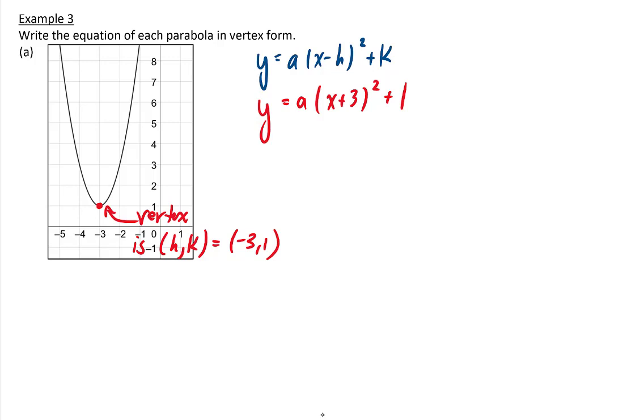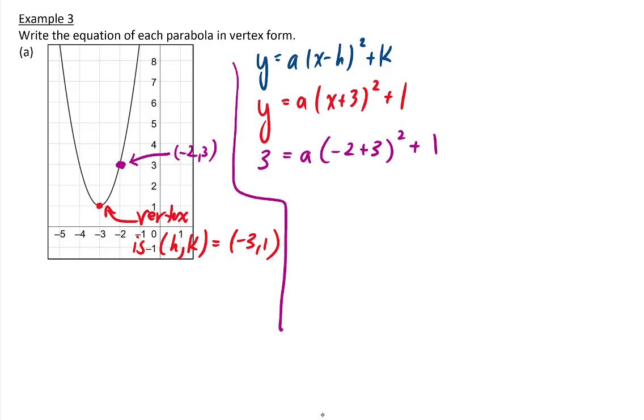Now we need another point to solve for a. So if we look for a point on the graph, so here's one. That's going to be our next point. So that is negative 2 and 3. We can now solve for the a value. So 3 equals a(negative 2 plus 3) squared plus 1. And all we need to do now is solve for a.